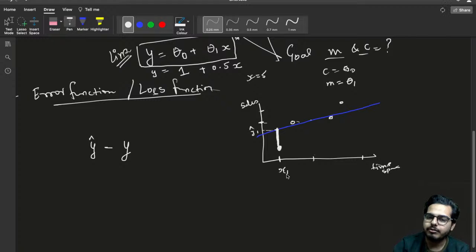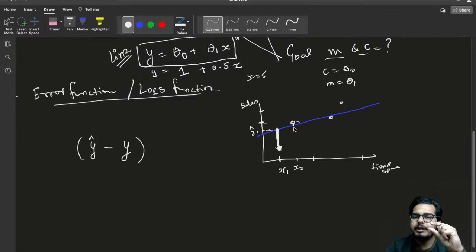Like if you give x1, you should get this value, but through your line you are getting this value. So this is y hat. Y hat is your predicted value, and y is simply your actual label. So you need to subtract this, and similarly you need to go for all the points. Like for x2, the actual output should be this, but you are predicting this. So there's a very little error for this point.